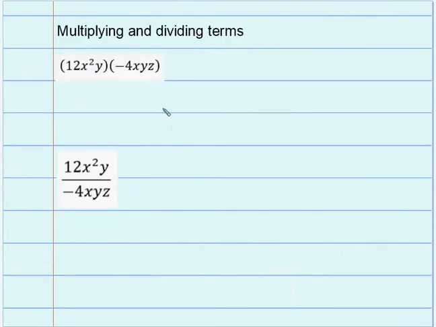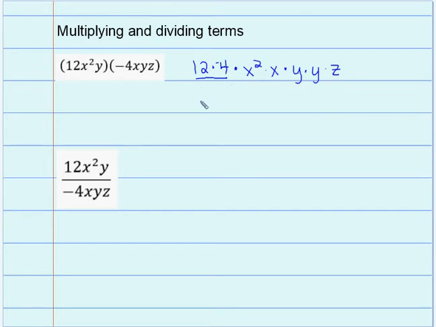Okay, so let's talk about multiplying and dividing terms. So we're going to have to use our laws of exponents. And we can use the commutative property to rewrite this so that the like items are together. So we can rewrite this as 12 times -4 times x squared times x times y times z. Okay, so I just used the commutative property and rewrote everything so that the like items were together to make it easier for me. So now I can combine these.